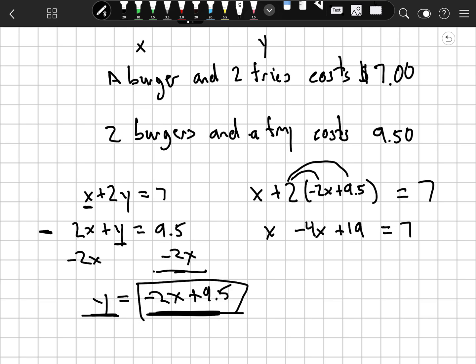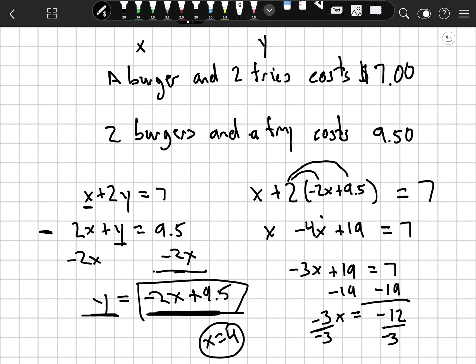And now we have a nice equation there. We can combine some like terms. So negative 3x plus 19 equals 7. Let's subtract 19 from both sides. And this is going to be negative 12 equals negative 3x. Divided by negative 3 on both sides. And x is 4. So we know it costs $4 for a burger.